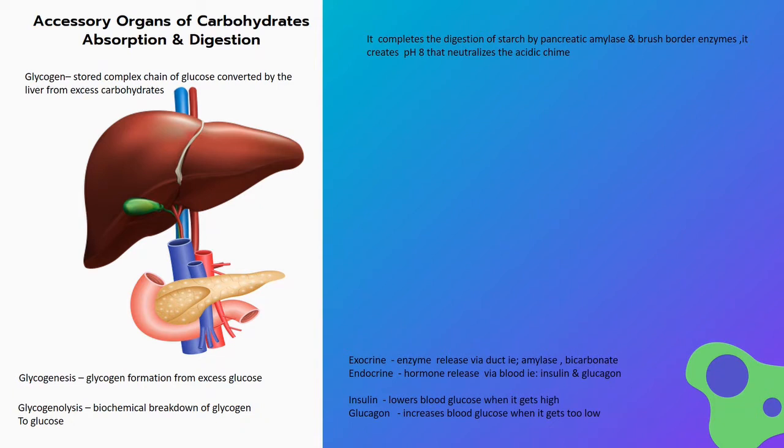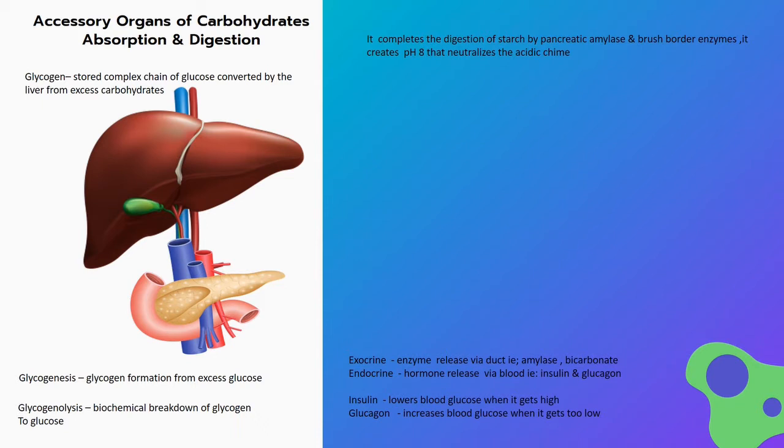Accessory organs of carbohydrate digestion and absorption. Two main organs play a role in the absorption and digestion of carbohydrates, and these are the liver and the pancreas. Now, the liver is said to be the major site for converting excess carbohydrates. So when you have eaten too much, there will be an excess of carbohydrates. The liver will take care of that.